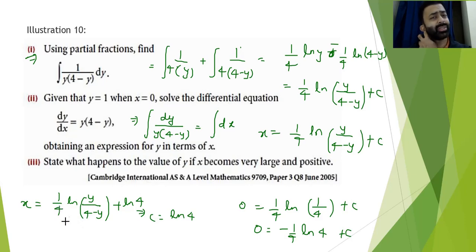Right, and also here you can use the property that log a plus log b is log ab, but before that you have to transfer this 1 by 4 into the exponent of y as 1 by 4. Okay, this is your second part answer. And the third says: state what happens to the value of y if x becomes very large and positive.